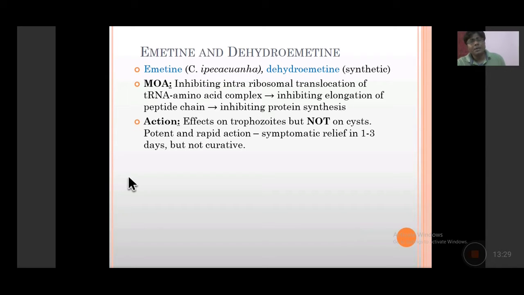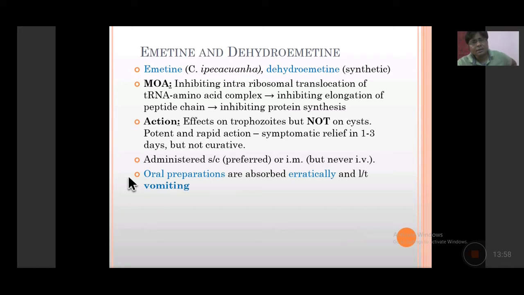So for complete care, we need to choose drugs which are active against the cyst as well, because the cyst will otherwise again go to the community through feco-oral contamination and infect some other person. So potent and rapid action, symptomatic relief in 1 to 3 days, but not curative, because of which emetine is not given as monotherapy; they are always given along with other drugs.